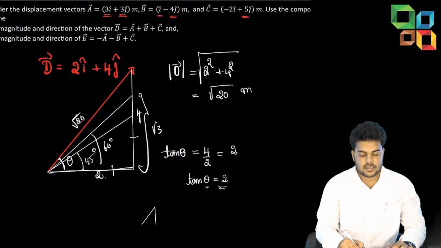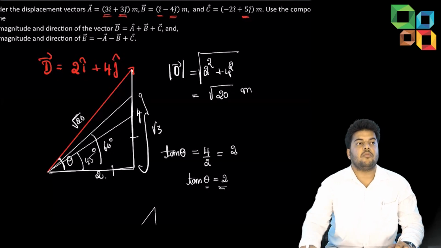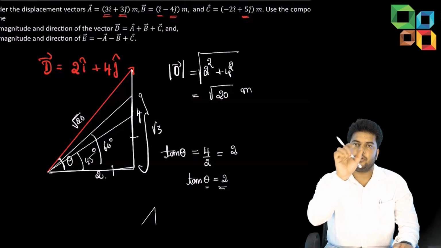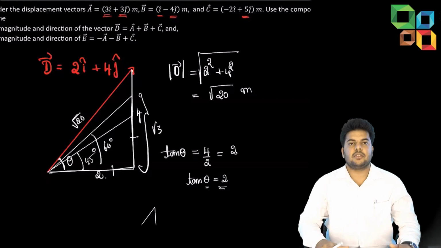But if it is twice as big, the angle should be how much? Greater than 60 degrees, isn't it? The angle is greater than 60. Now I want you to try it out and see. I cannot give an answer to this because this is not a standard angle.